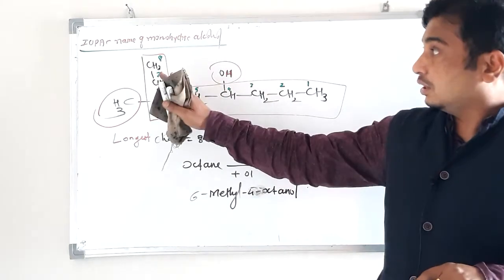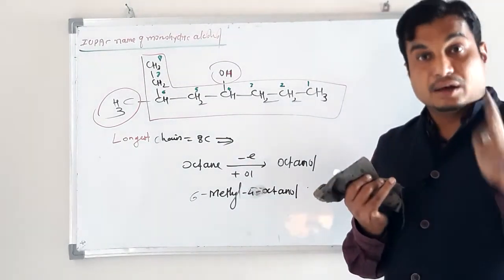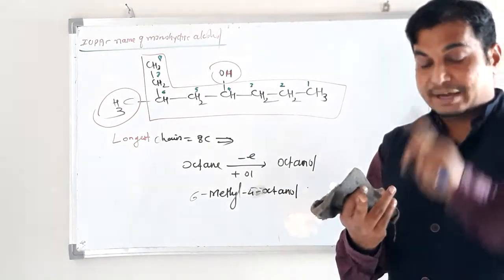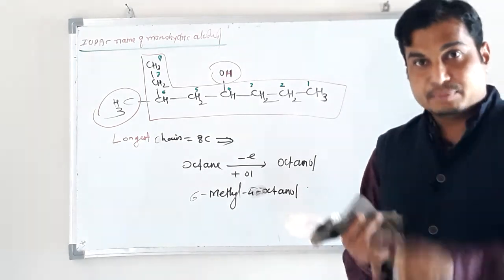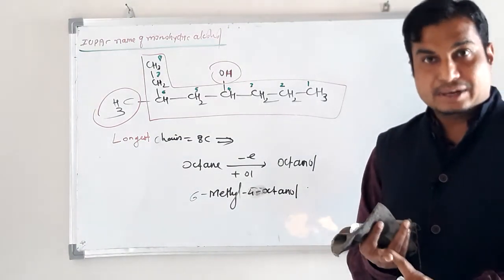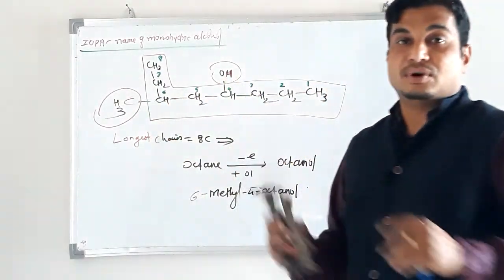The common name for monohydric alcohol is alkyl alcohol: methyl alcohol, ethyl alcohol, N-propyl alcohol, isopropyl alcohol, tertiary butyl alcohol, N-butyl alcohol, N-pentyl alcohol, like this. And this is the IUPAC name for these.